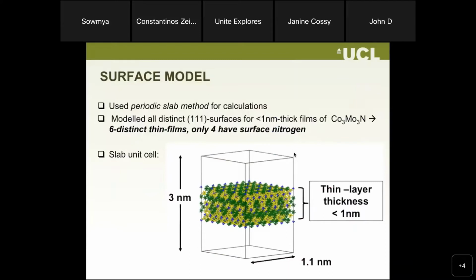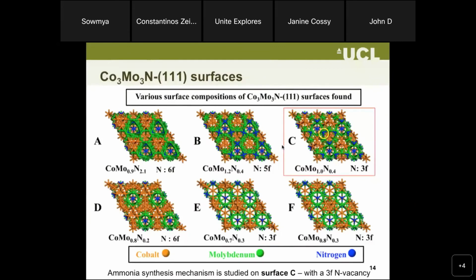But we found that there are different surface terminations that this material can have, and therefore we made slab models, which are shown in this picture, in which you had a slab of the surface, and then a vacuum gap from which you would approach the gas phase molecules to the surface and react them on the surface, computationally, all of this.